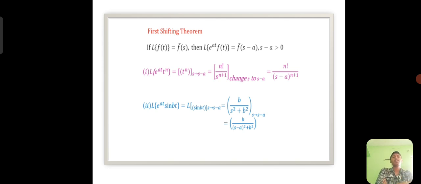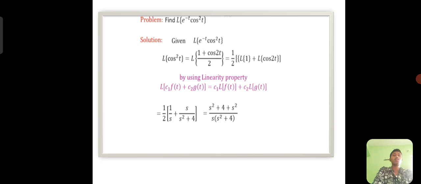Second one, e^(at) sin bt. For L{sin bt}, we change s to s - a. In the presence of e^(at), it is positive, so we get s - a. The generally known sin bt formula is b/(s² + b²). In the place of s, we write s - a, and substituting in this equation, we get the overall result.